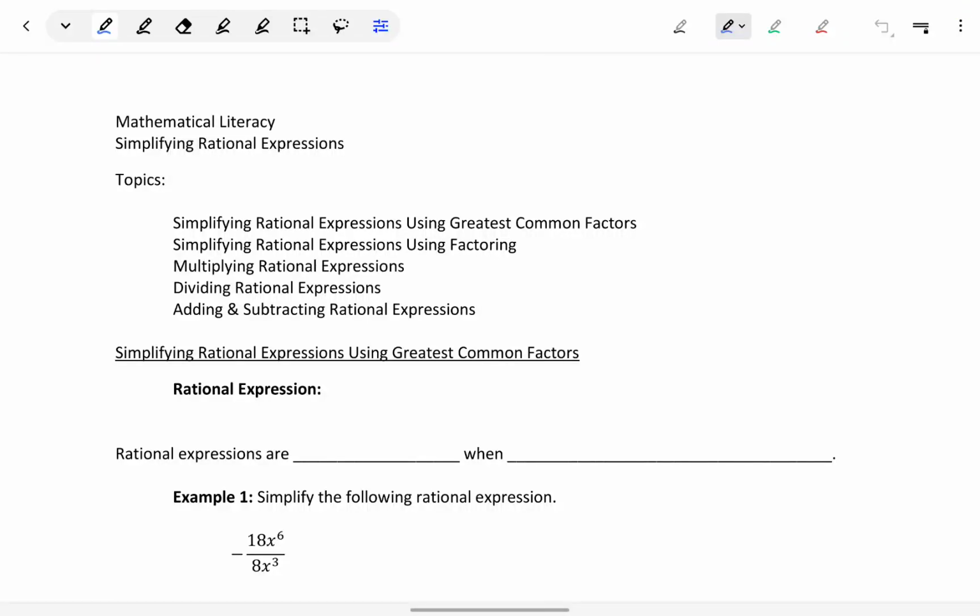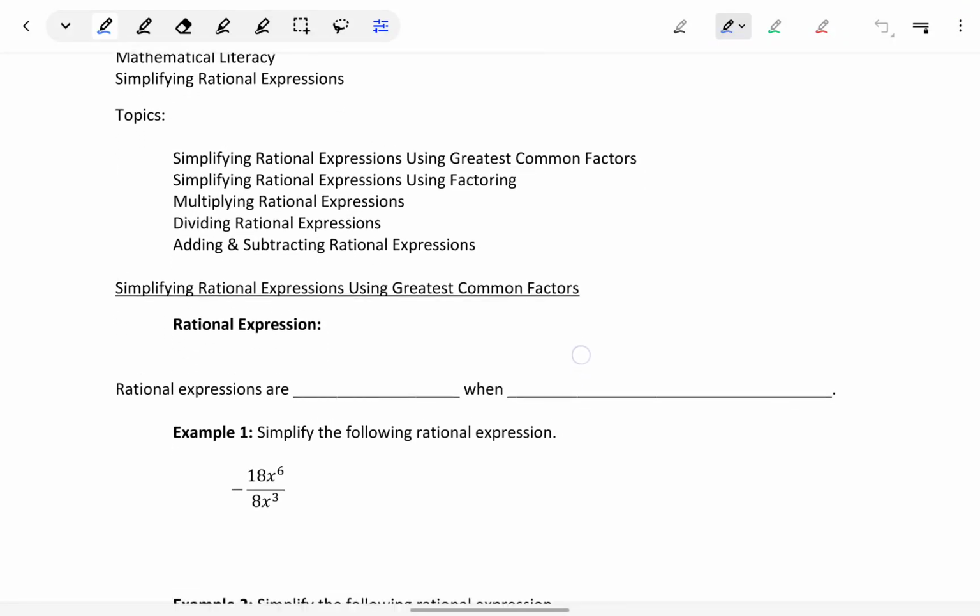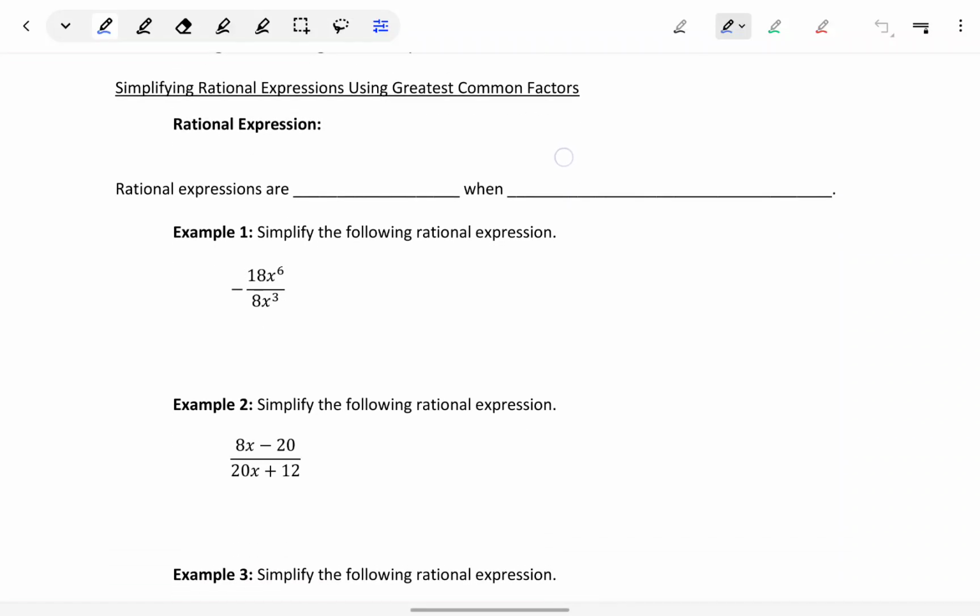In this section, we want to start discussing rational expressions and how we can simplify them. But before we get into that, we need to establish what we mean by a rational expression. A rational expression is a fraction that has a polynomial expression in the numerator and a polynomial expression in the denominator.